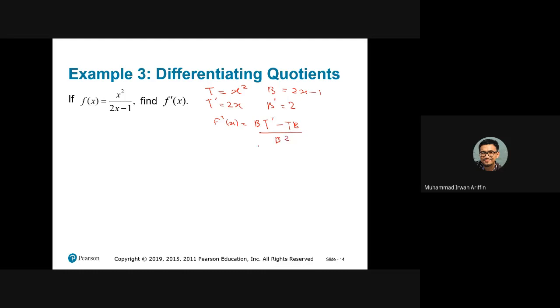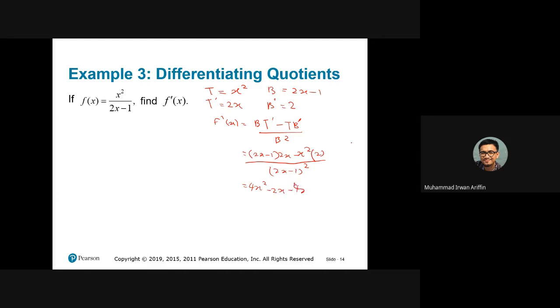So this will give us, what is my b here? 2x minus 1 multiplied by t prime, 2x, minus t, x squared, multiplied by b prime, don't make a mistake here, which is 2. And everything divided by (2x minus 1) squared. Okay. So now comes the fun part, where we simply need to simplify and expand this. So 2x times 2x, 4x squared, minus 2x minus 4.